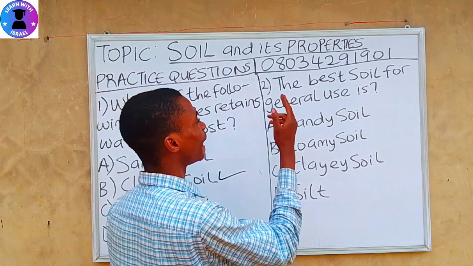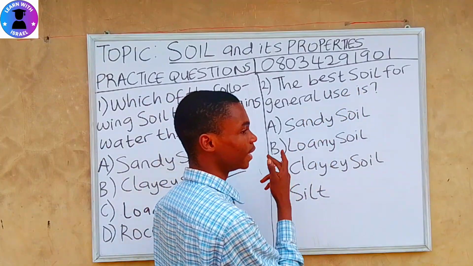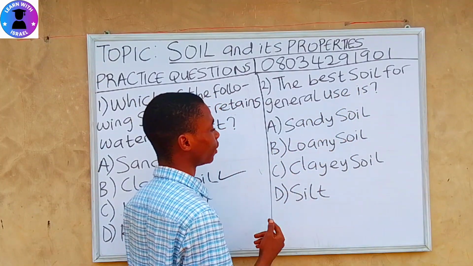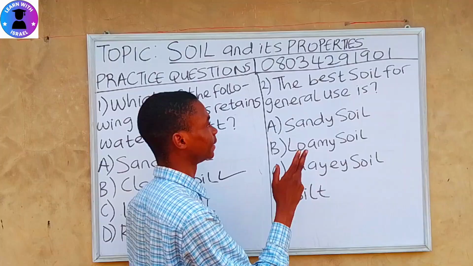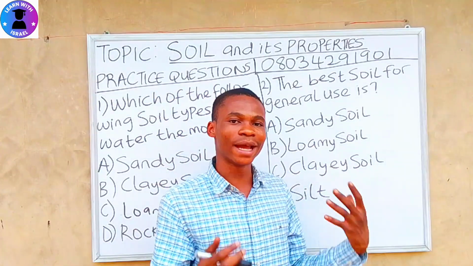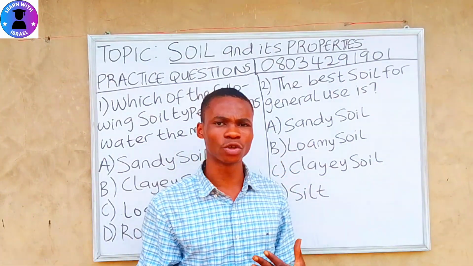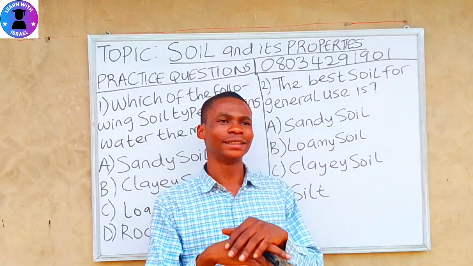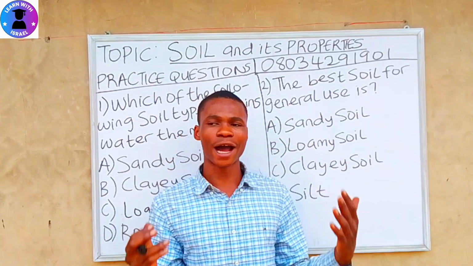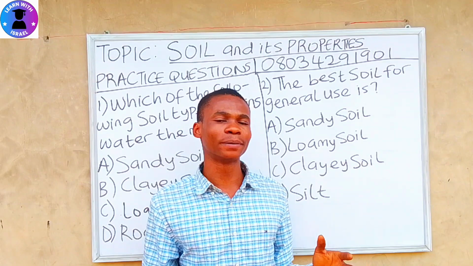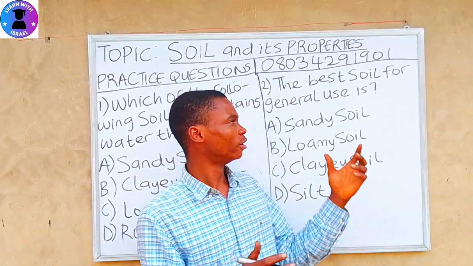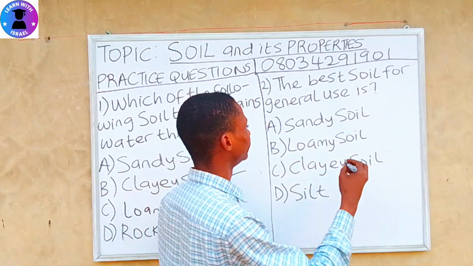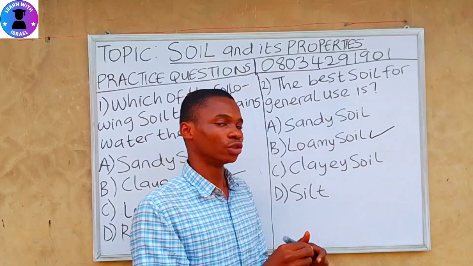Question 2. The best soil for general use is A. Sandy soil, B. Loamy soil, C. Clayey soil, D. Silt. So the best soil is loamy soil. Loamy soil is ideal for farming. Almost all types of crops can do well on loamy soil. So loamy soil is the appropriate answer. So guys, let's continue.